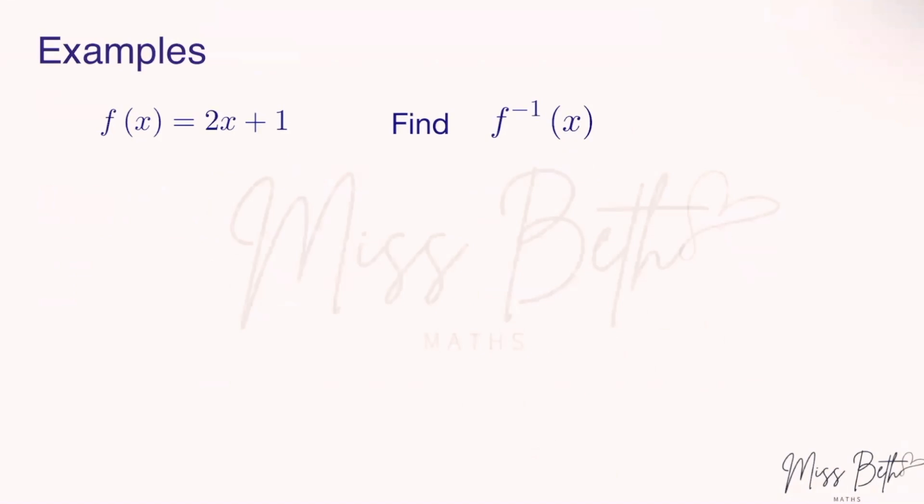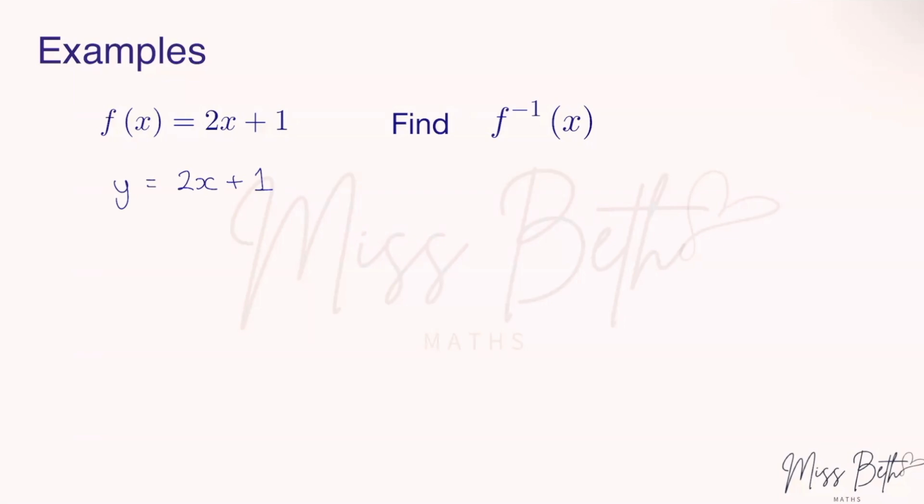So my function of f is 2x plus 1, and I want to find the inverse. In terms of your method, the best way to do this is to start by writing y equals 2x plus 1. At this point, the aim is to basically have x equals, so to isolate x.